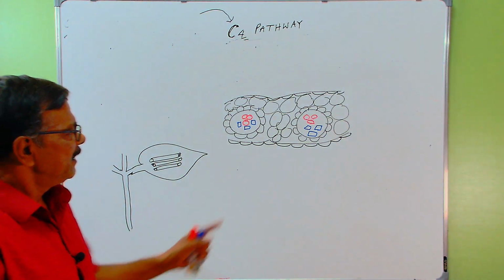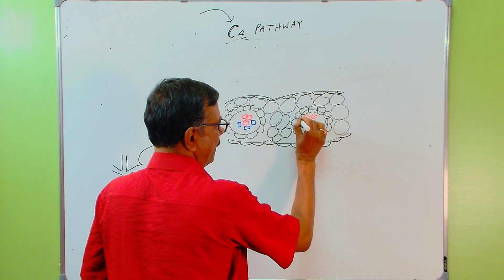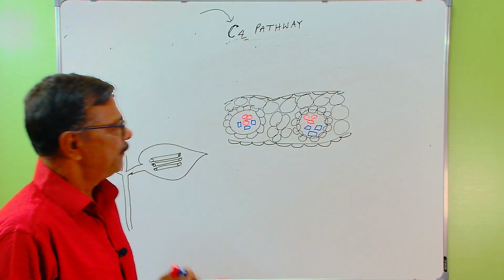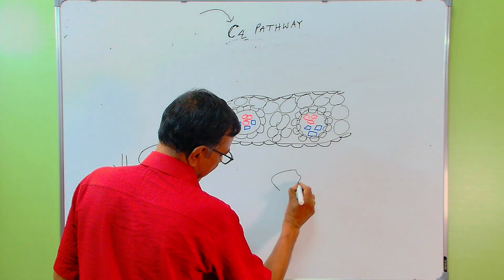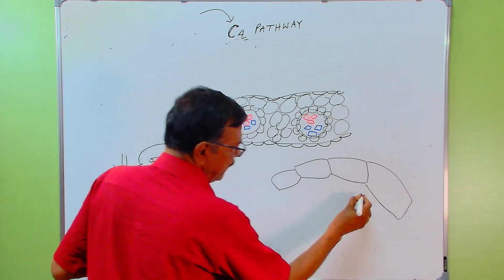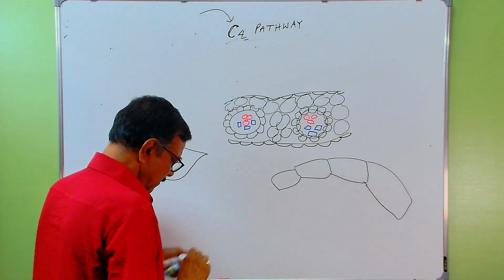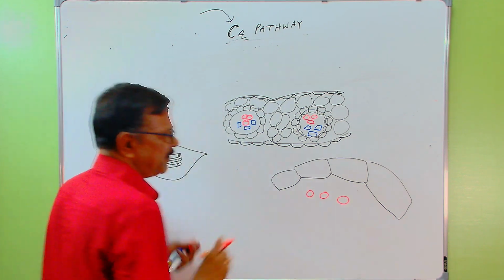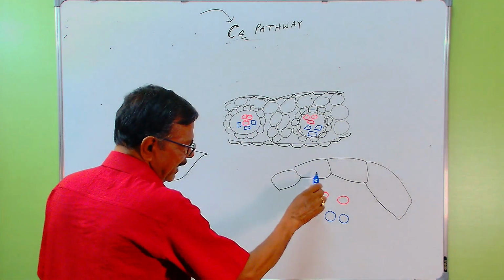In C4 plants, the vascular bundle is covered all around by bundle sheath cells. So I am taking this out to give you a better idea. This is xylem, phloem. Bundle sheath cells are like this. These are bundle sheath cells. And in between here we have seen xylem. Let it be 3 xylem vessels, and phloem, let it be 3 phloem, in the bundle sheath cells.